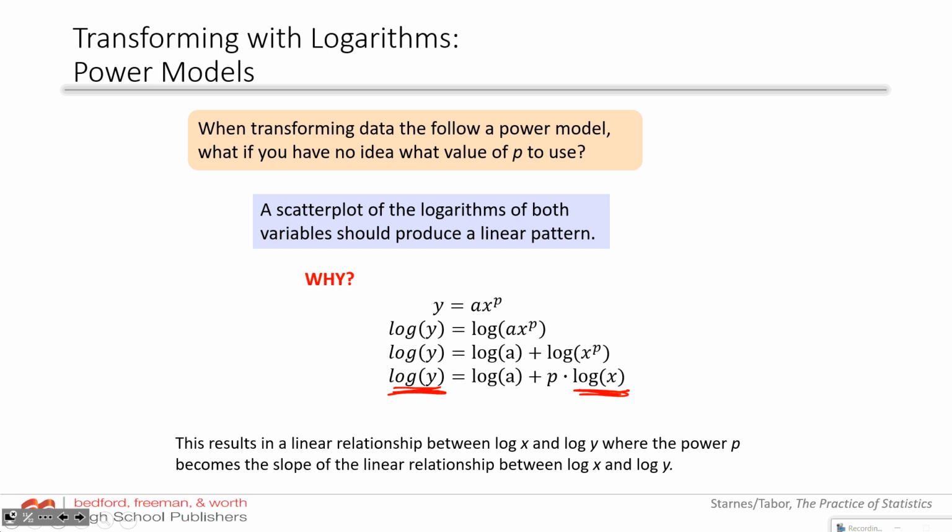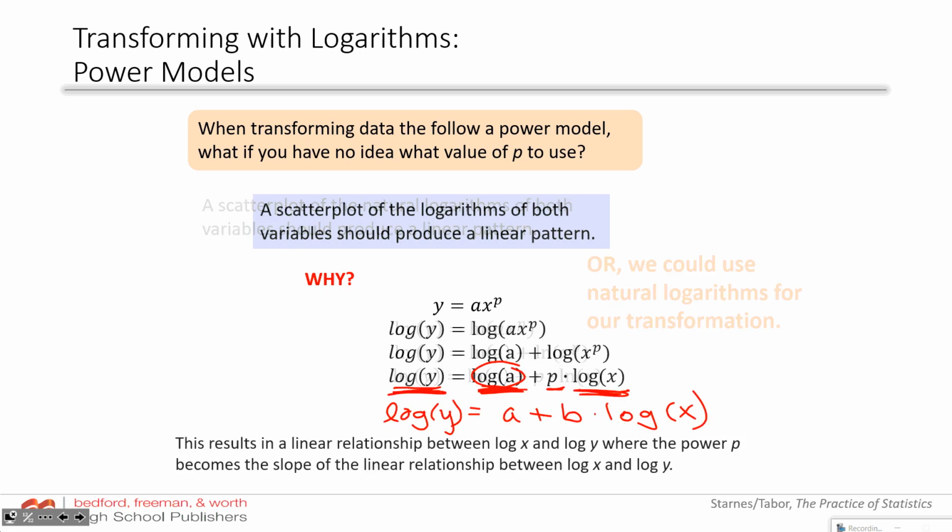So if I take the log of a, the log of a number is just going to give me a number. And then p was a number as well, right? So my linear relationship is here. It's like log of y is equal to a constant, or in other words, my y-intercept, plus p, or in other words, my slope, times the log of x. So there's my linear relationship.